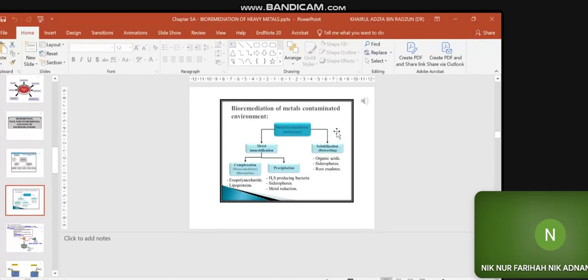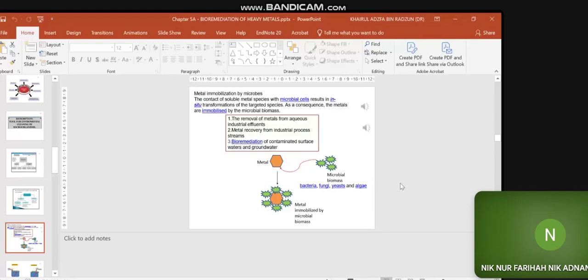And on another process, we call it solubilization, and this can be categorized as bioleaching. How this bioleaching happens is through the production of organic acid, siderophores, and also root exudates that are being produced by the plant. For root exudates, it is from the plant; siderophores can be from bacteria; organic acid can be from bacteria and also from the plant.